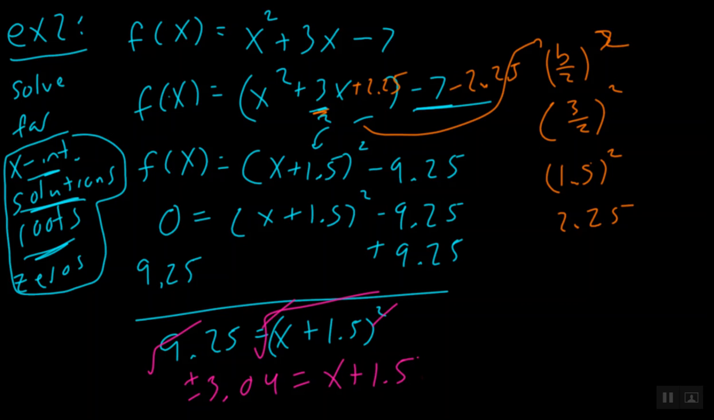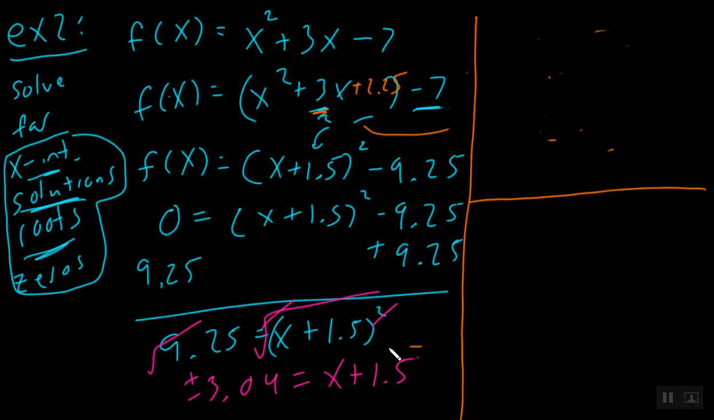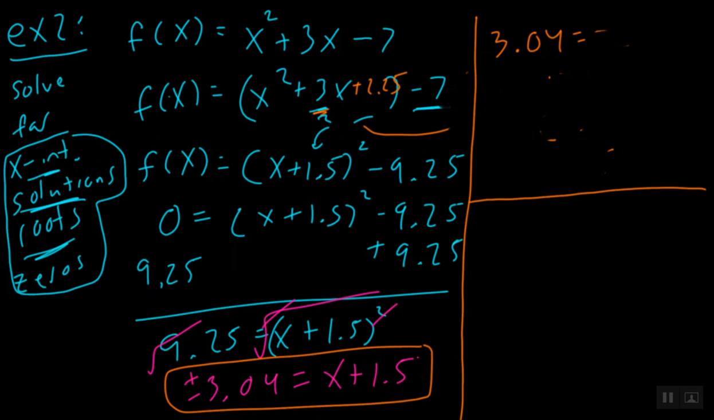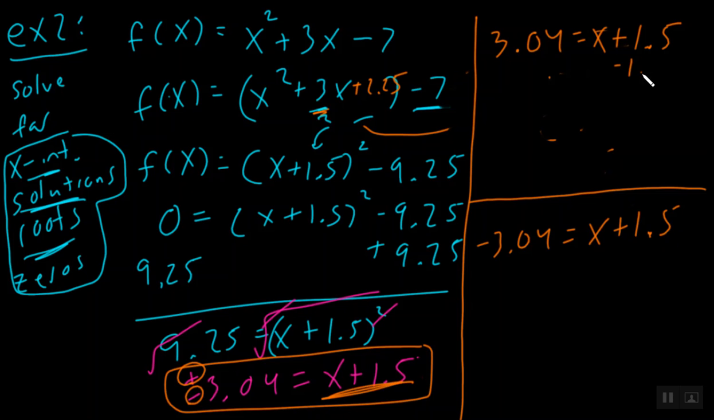Now from here, this is really the only new thing that y'all are learning. Let me go ahead and clear this up so we can see this nice and neat. Okay, so how would I do this if I were y'all? How would I go from plus or minus 3.04 equals x plus 1.5 and solve it? Well, of course, you have to write this twice. 3.04, that's the positive version, is equal to x plus 1.5. And we need our negative 3.04 is equal to x plus 1.5. Notice everything on the right stays the exact same. And how do you get rid of a plus 1.5? Well, minus 1.5 on both.